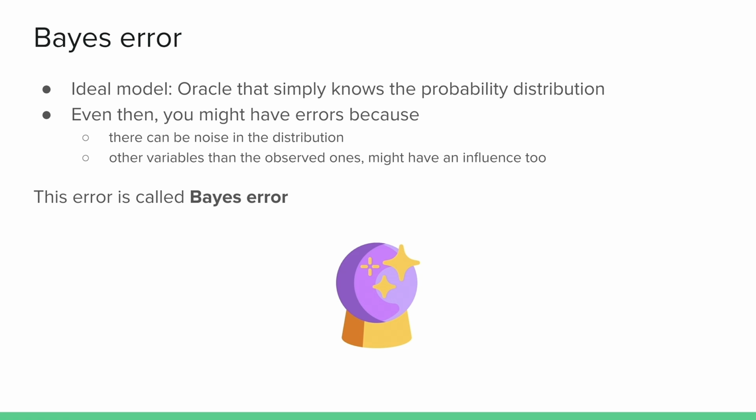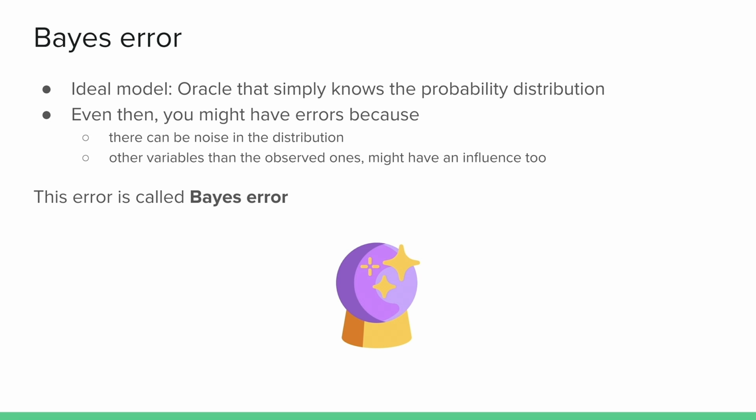One more term that you should be aware of is the so-called Bayes error. An ideal model would be an oracle that simply knows the underlying probability distribution, and whenever you show it something, gives you more or less the correct answer. But even with such an oracle, you can still have errors. Why? Because there can be noise in the distribution: even if you know the true underlying distribution, the sample that you're drawing your examples from can have some noise.